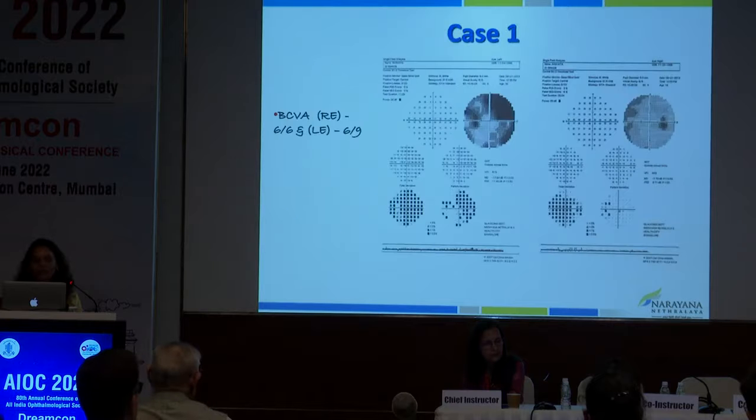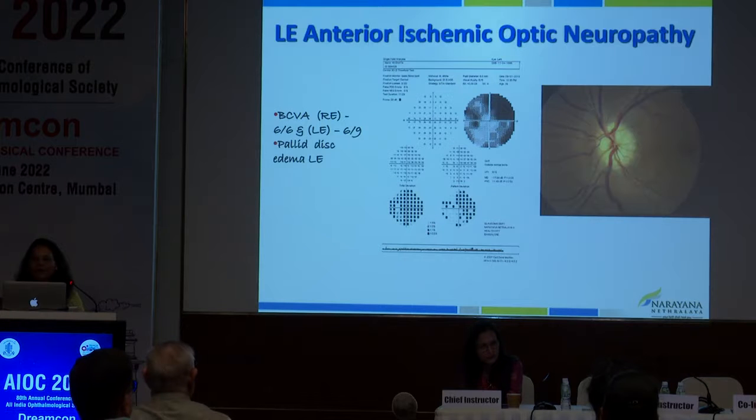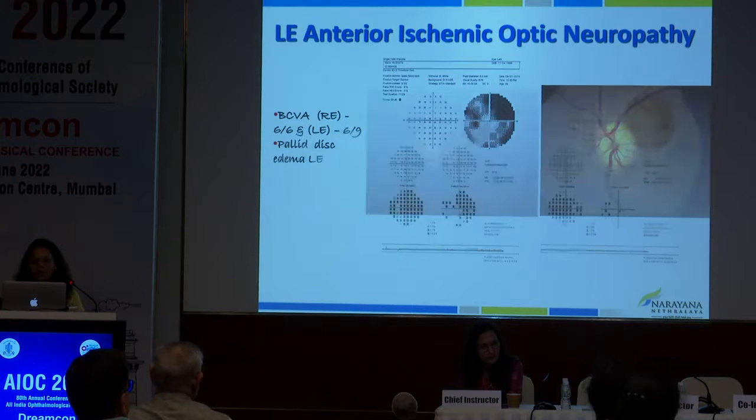So if we have a patient like this, 6-6 vision, 6-9, can anybody tell me? This is only involving one eye, does not cross the meridian. It is a defect which is like an arcuate respecting the horizontal meridian. So where would we expect the problem to be? Anterior to the chiasma. So you have to look at the nerve. So go carefully. This patient has a pale nerve. This is a case of left eye anterior ischemic optic neuropathy. So this is how you detect.